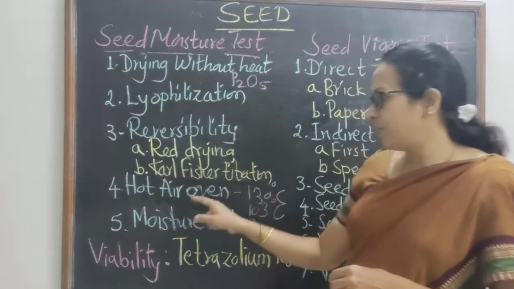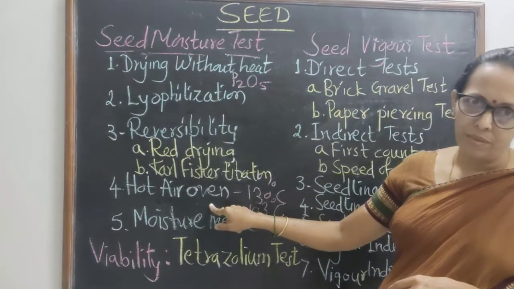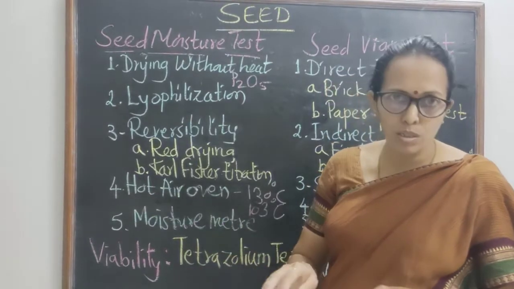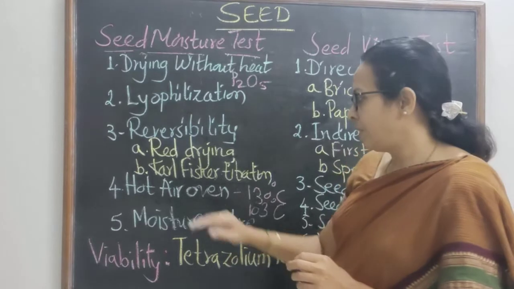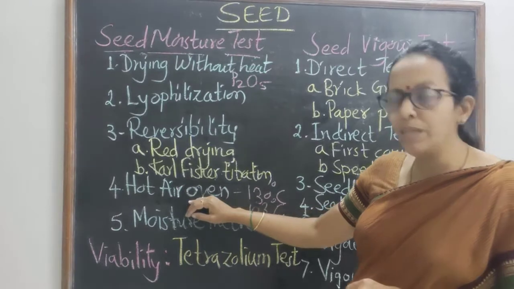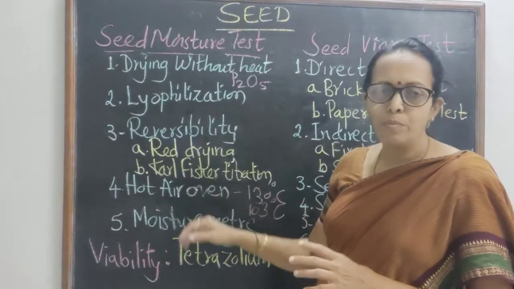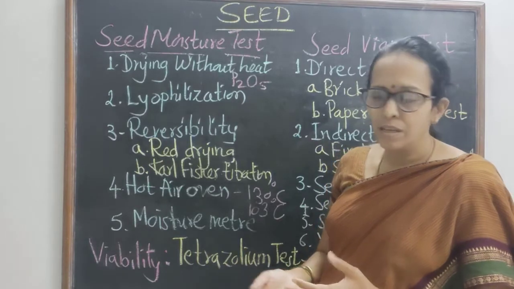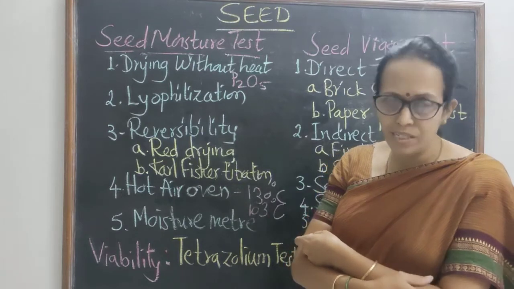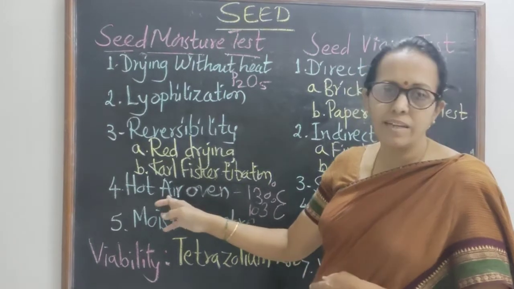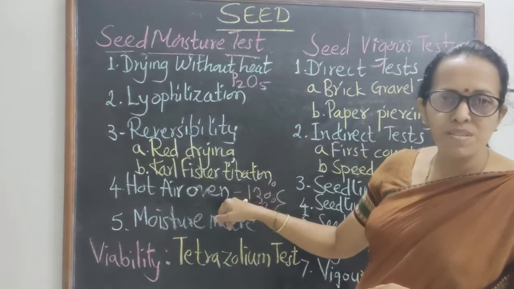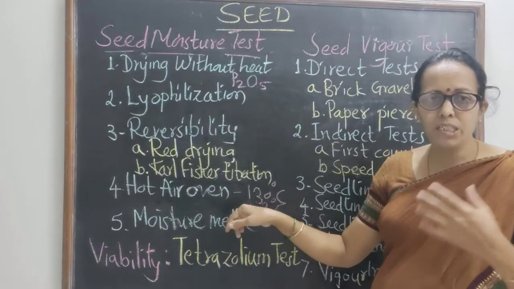Next is the hot air oven method. The name itself suggests that hot air from the oven is used for drying, or removing the moisture from the seeds. It is a very easy method. It can be used by anyone. Even in our laboratory, the experiments are carried out by this method only, where two types are used depending on the seeds.